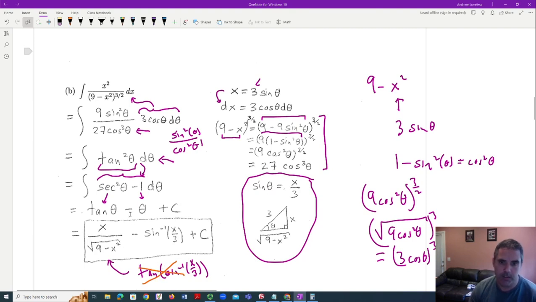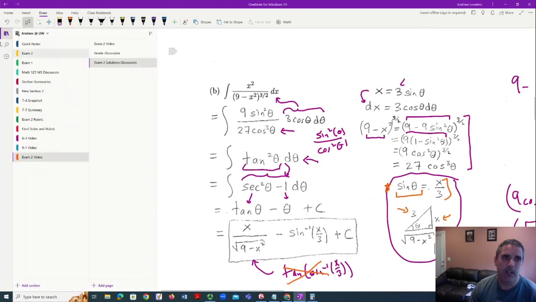But again, the whole point of this was, how do we go from knowing that sine of theta is x over 3? I know WebAssign accepted some of these, but again, you had my very careful instructions that you had to show me this. So you say opposite over hypotenuse, you solve for the other side, and then you try to figure out what tangent is, which is opposite over adjacent. You had to show that for full credit. All right, let's keep going.